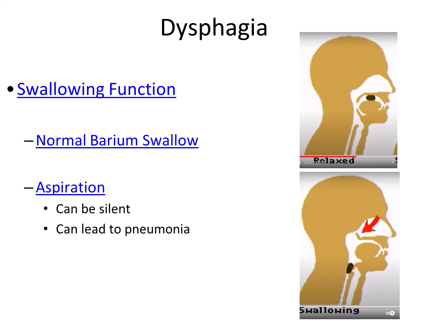And aspiration is nothing more than food or liquid, solid or liquid food, may not go down the esophagus, okay, due to the dysphagia, the liquid or solid food actually ends up in the trachea, and you might not know it. I mean, the aspiration can be silent, but it's important to remember that if the person is aspirating, this can lead to pneumonia. Big issue.